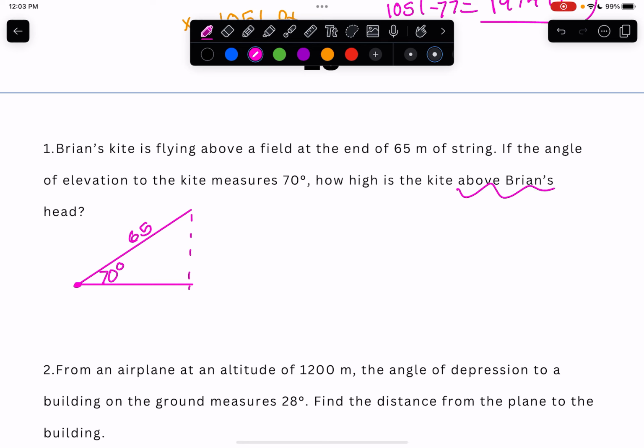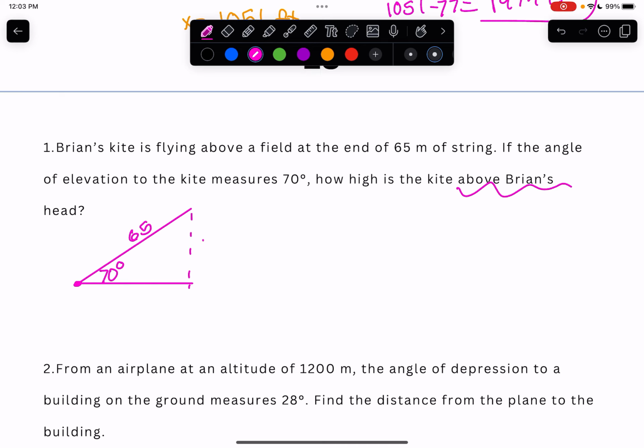So because it's saying above Brian's head, you're not going to have to add anything. You're just going to do a straight trig problem. So we're going to say, since we're doing opposite, so it's sine of 70 is equal to x over 65. So 65 times sine of 70 is 61 feet.